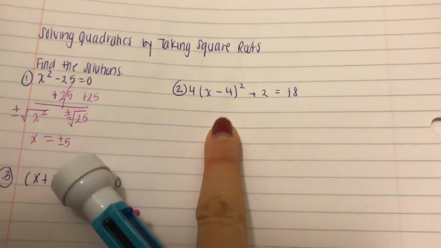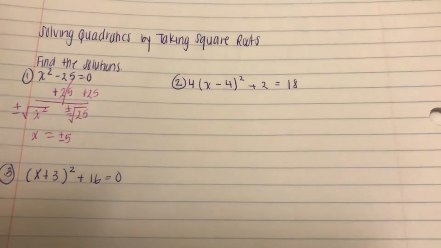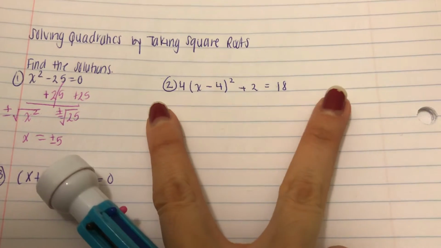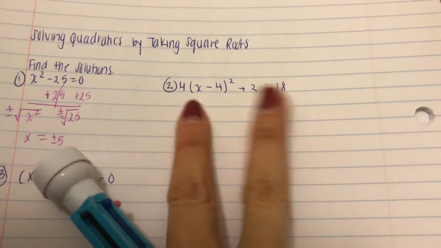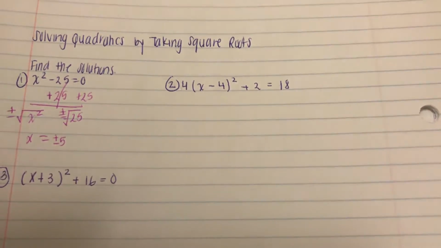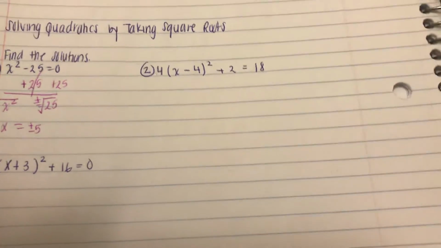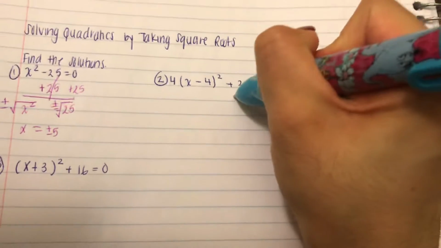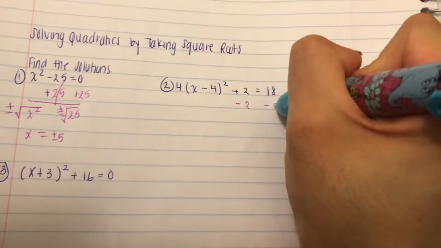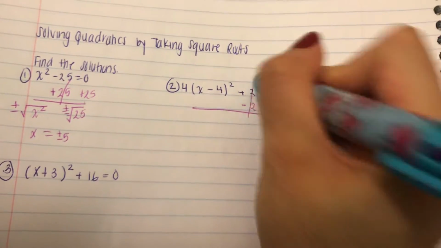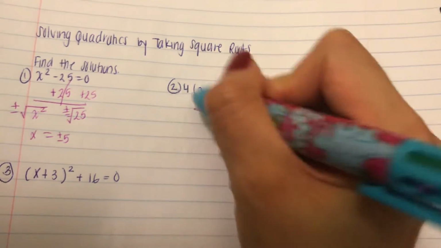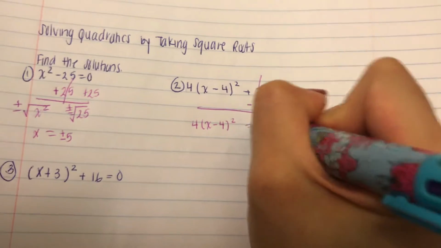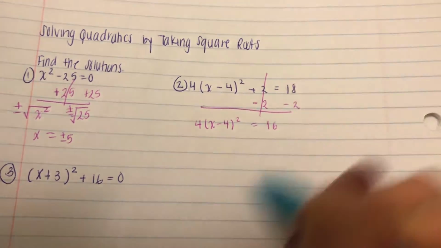In the second example, now this is a little more complex. We're still using inverse operations. We're going to work our way from the outside to the inside. So start with whatever's outside of the x and then build your way inside to where the x is at. Let's use inverse operations. We're going to send the 2 to the other side by subtracting 2 on both sides, and I bring down this whole term: 4 times x minus 4 squared equals 16.